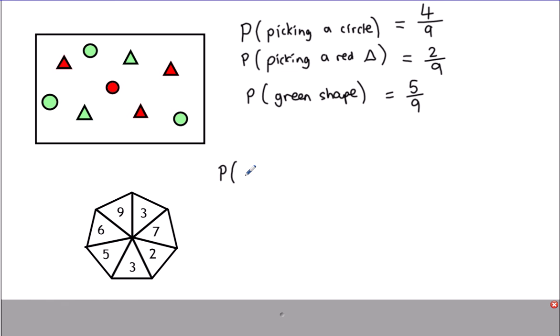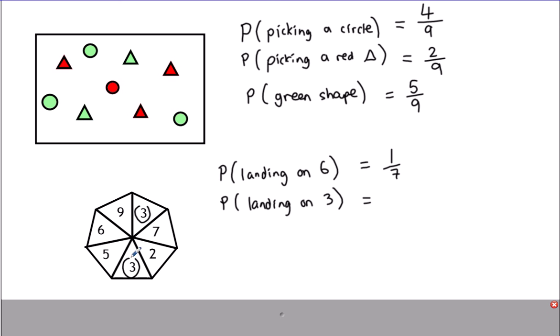So if I said what's the probability of landing on 6, you would count the number of 6s on the spinner, and there's only 1, so it would be 1 out of 7. You've got a 1 out of 7 chance. If I said the probability of landing on 3, that's a bit different because there's 2 3s. Look, there's 1 there and there's 1 there. So that would be a probability of 2 out of 7. You're twice as likely to land on it.